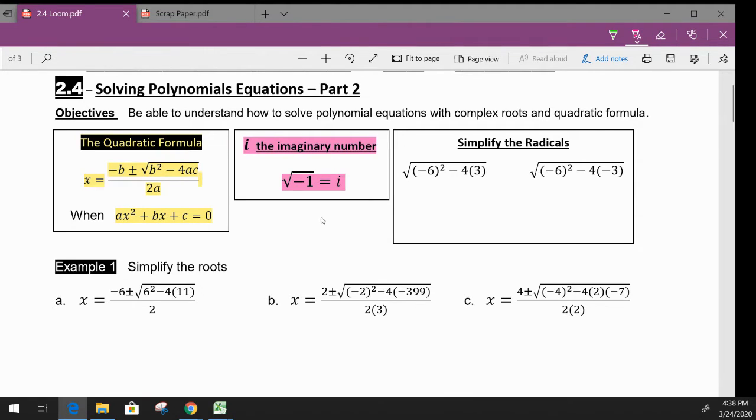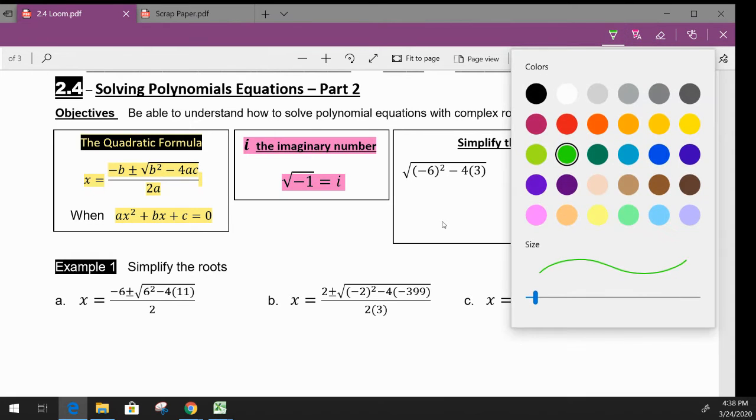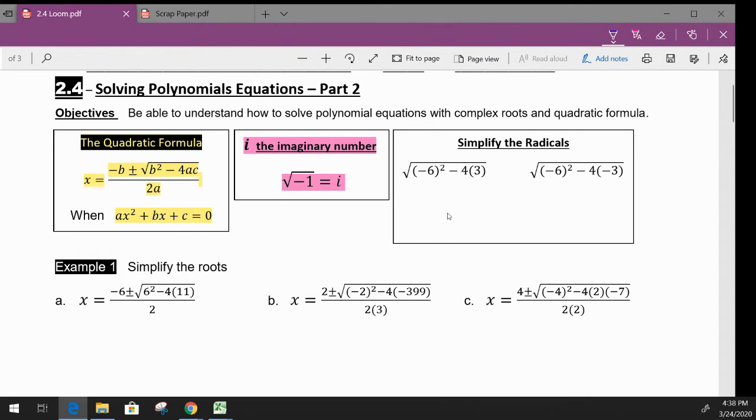So now we have a couple problems over here where I'm just practicing simplifying radicals, because that's where most students make mistakes when they are solving with the quadratic formula. So let's go to my pen here. Pick a color. All right, so I've got 2 different ones here. They're very similar. You've got the square root of negative 6 squared minus 4 times 3. And then over here, you've got the square root of negative 6 squared minus 4 times negative 3.